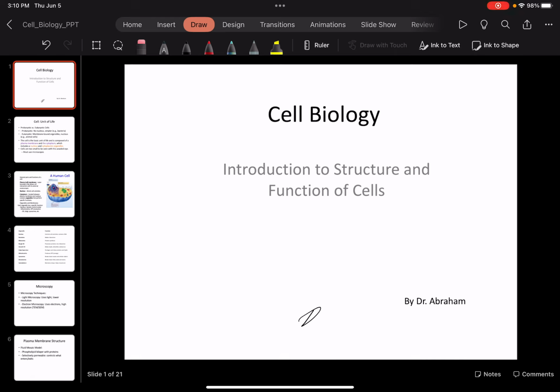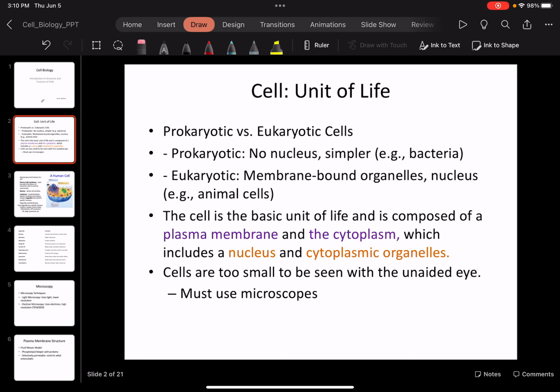Hello class, today we're going to go over cell biology, chapter 3, Introduction to Structure and Functions of Cells. I'm Dr. Nisi Abraham. Cells are the building blocks of all living things, like plants, fungus, bacteria. At least one cell, including the human body. If we want to understand how the body works, we first need to understand how cells function and how they form tissues and organs.